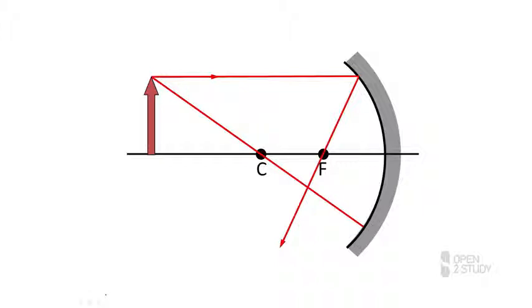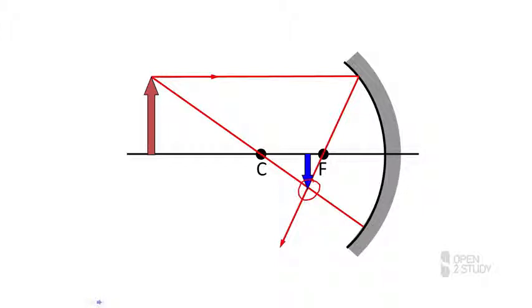Now, where those two rays cross over, that's where the image will form. And we can see in this example here, that image is going to form right about here where those 2 rays intersect. So we would expect to see an image at that location right there.